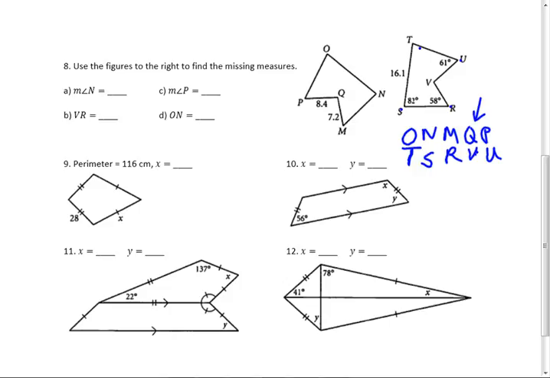N is the same as S. So N is 82. I had T and N were together. O and N and TS are the same. How do we know it's O and N? Because you just have to look at your length. I have to take a picture of it and line it up.